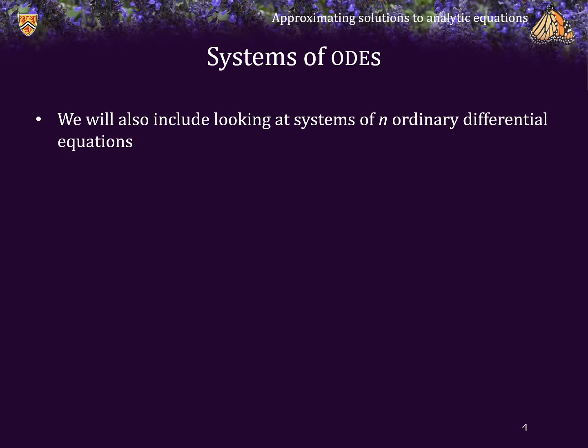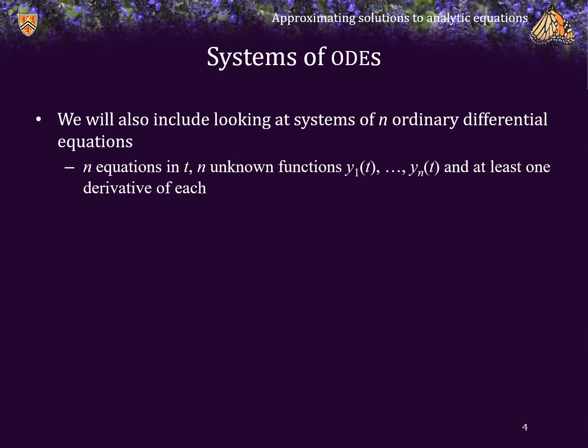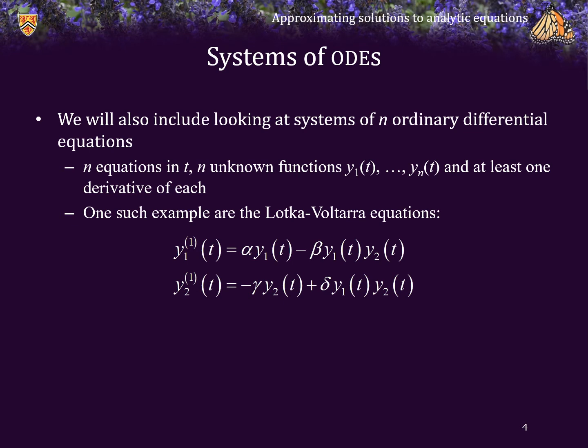We will also be looking at approximating solutions to systems of n ordinary differential equations. So this is a situation where we have n equations where each is an equation in the independent variable t, n unknown functions y1 through yn, for example, and at least one derivative of each. One such example of a system of two ordinary differential equations in two unknown functions are the Lotka-Volterra equations.